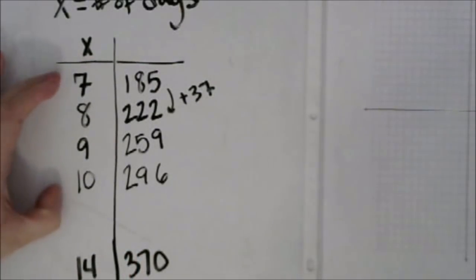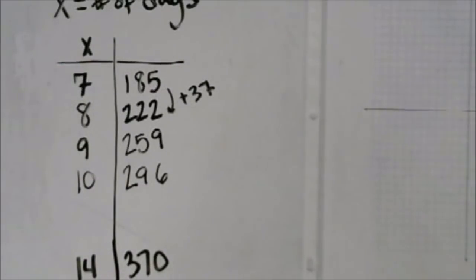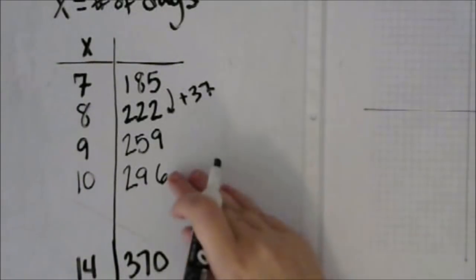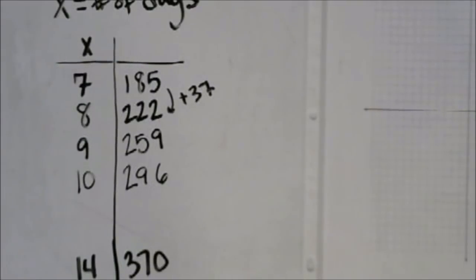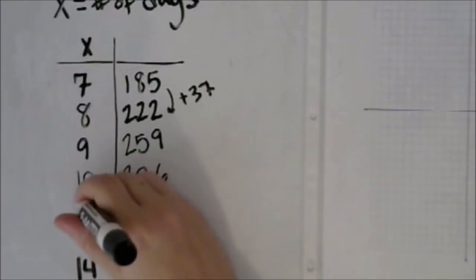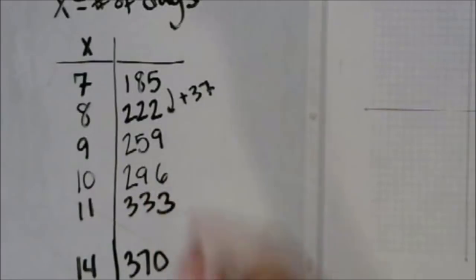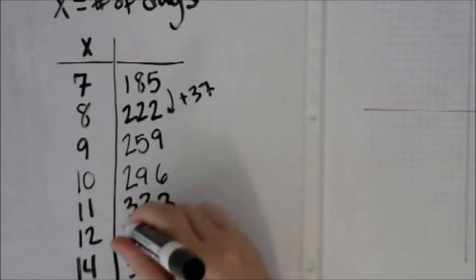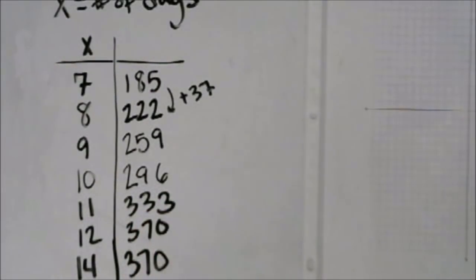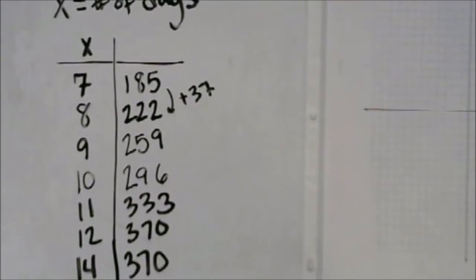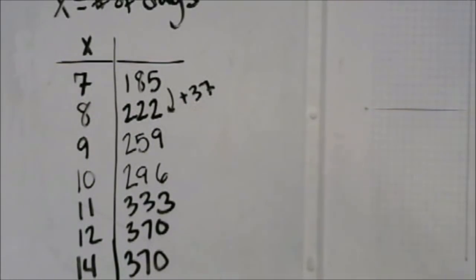So if adding my days exceeds $370, I may as well just pay for the second week. I haven't exceeded this amount yet, so I'm going to continue adding 37 until I've exceeded this rate. The 11th day is 333, so we're getting close. The 12th day is 370. Which means that I can assume the 13th day I would also pay $370 because by that point it's cheaper for me to just pay for another week.